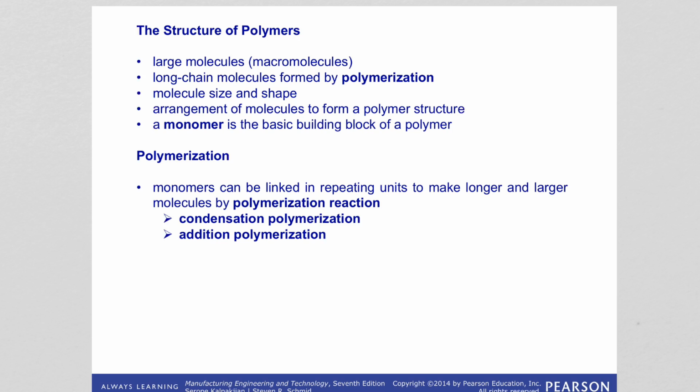The properties of polymers depend on the structure of the individual polymer molecules: molecule shape, size, and arrangement of the molecules in the structure. These are very large molecules, also called macromolecules, as I said, which distinguishes them from other organic chemical compositions. Those long chains are formed by polymerization.